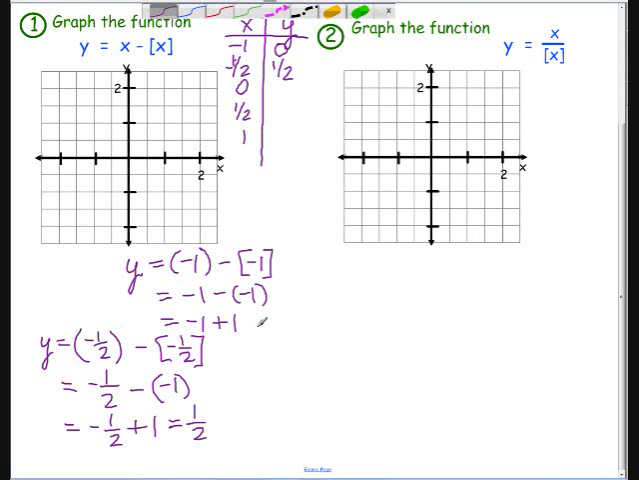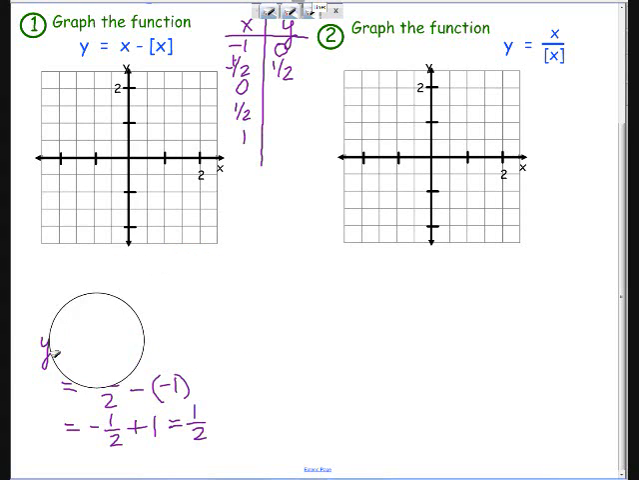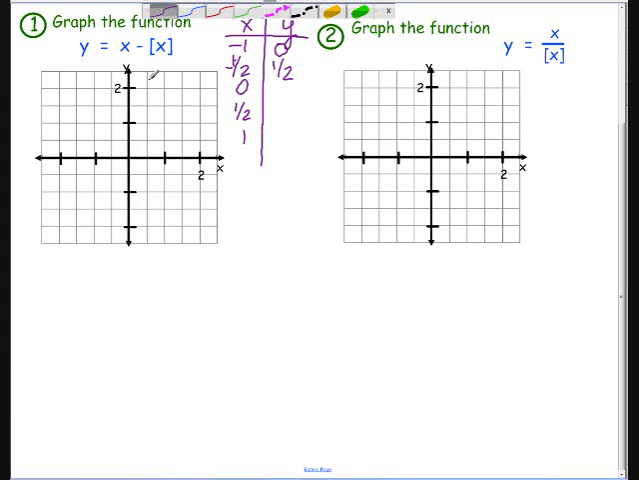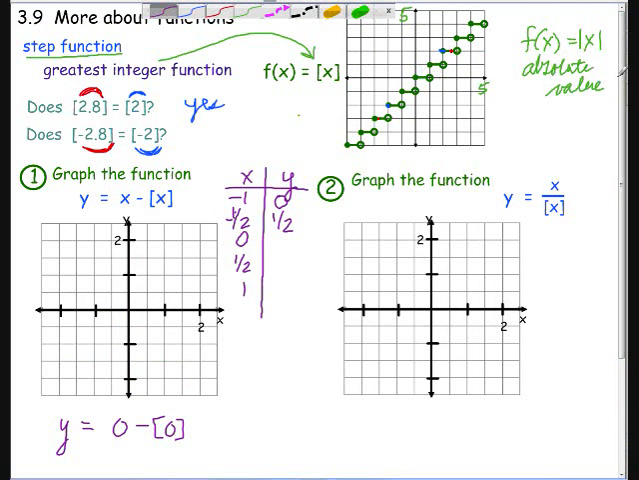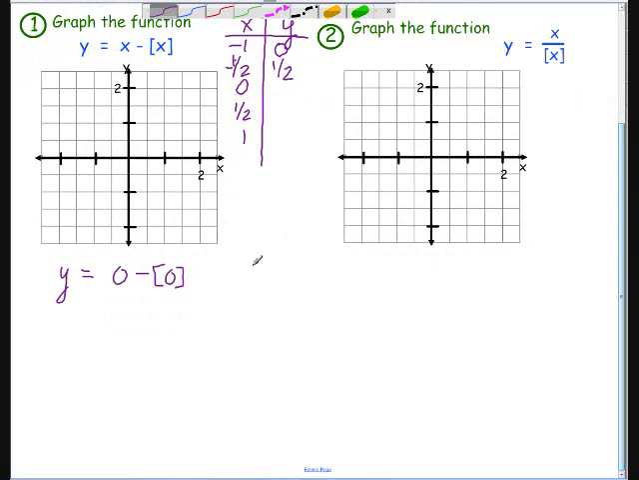What about when I get to 0? What is that going to be equal to? I'm going to erase some of this. We'll just clean our slate here so we can move forward. When x equals 0, y will equal 0 minus the greatest integer associated with 0. And at 0, the output is 0. So 0 minus 0, we're at 0.